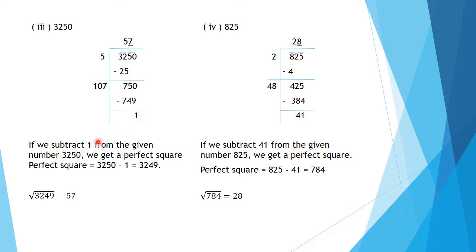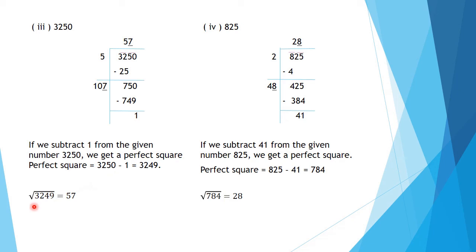So what step will we write? If we subtract this remainder 1 from the given number 3250, we get a perfect square. To find the perfect square number, we have to subtract the remainder from the given number: 3250 minus 1. Subtracting, we get 3249.